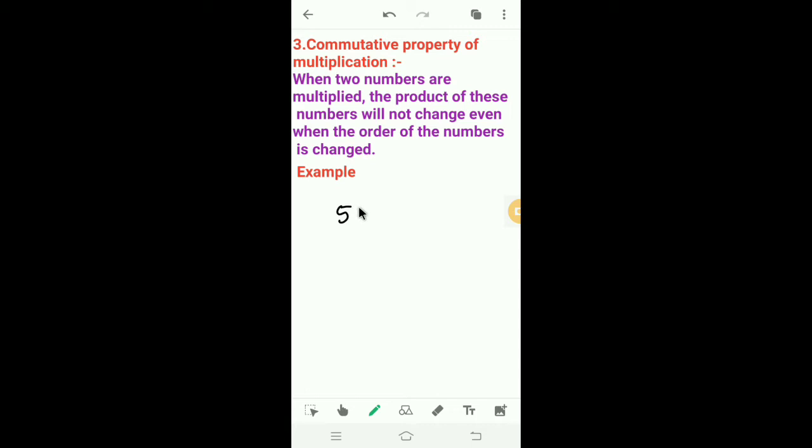5 multiplied by 3, then the product is 15. If I change the order of the numbers, 3 multiplied by 5, then also the product is 15. Therefore, 5 into 3 is equal to 3 into 5.